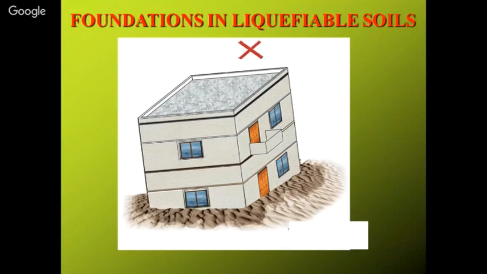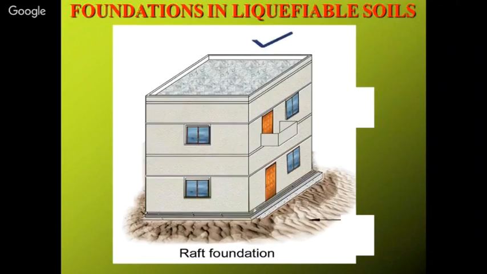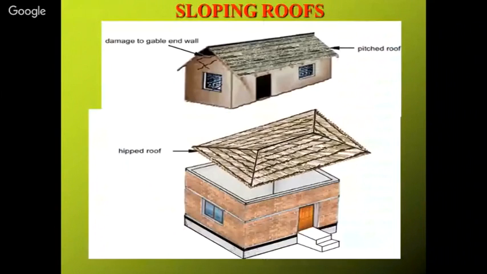So this is how liquefaction happens. If you are having soil like black cotton soil, or if the water table is high in your vicinity, then liquefaction of the soil will be there. So you need to have a raft foundation or pile foundation.